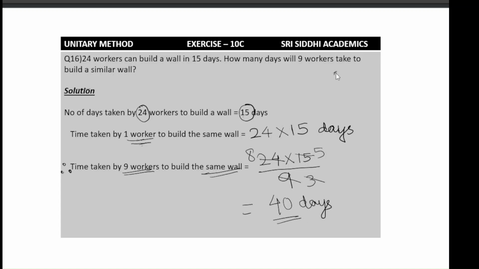See, never get confused in such questions, because you should not blindly divide. 24 workers build a wall in 15 days. One worker definitely will require more number of days, and 9 workers, think logically, will definitely take less number of days as compared to one worker. Think like this and then you can decide where to multiply, where to divide. Okay, so let's move to the next question.